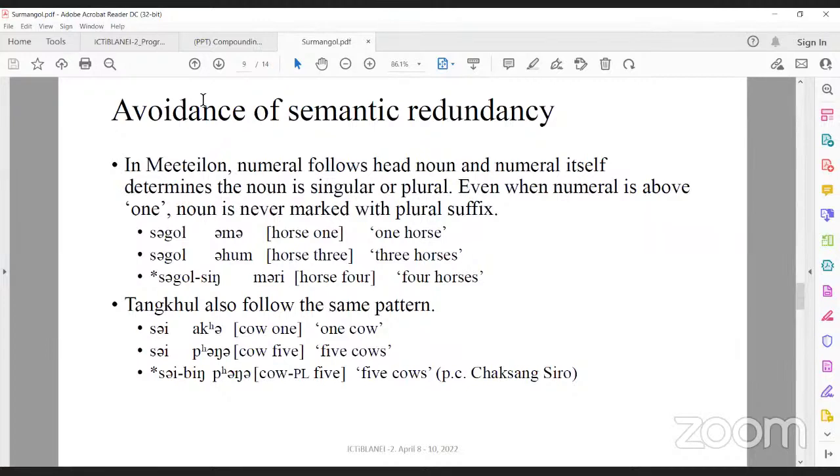It is found in the same way in Tangkhul also, for which I got the data from one gentleman, Saxon Siro. Here, in the same way, we see the avoidance of semantic redundancy. Say akha, say anga, and if we say a plural form with the numeral, it is quite ungrammatical, as in Manipuri, sagol sing mari, we don't see sagol sing mari, four horses. Next slide, please.